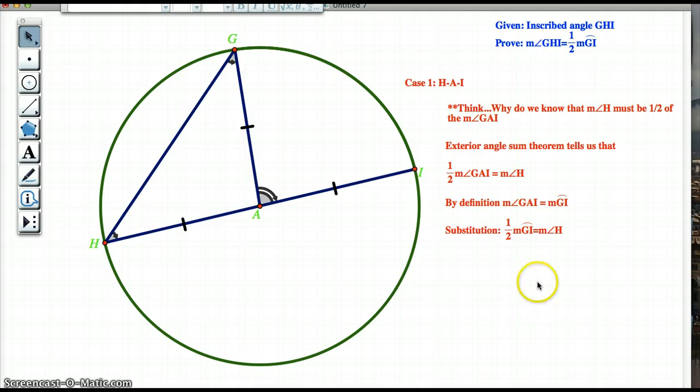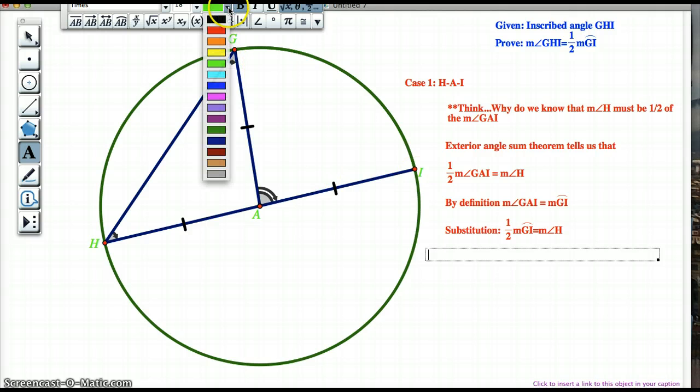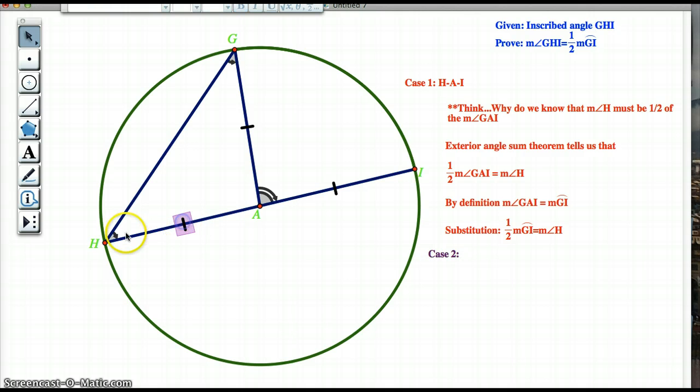But that's just one case, right? Not all of our inscribed angles are going to have one side that goes right through the center. So let's consider a second case. Oh, different color there. Okay, case 2. In this case, let's get rid of all this stuff because we don't need that.